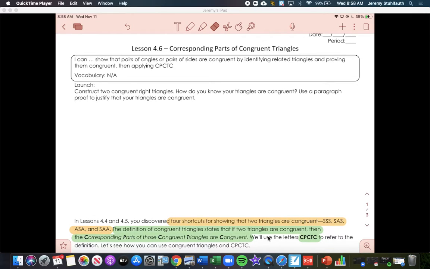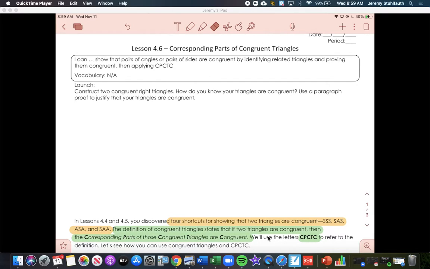Look at in this video is we're going to practice using the 4 shortcuts that we learned about yesterday to prove that two triangles are congruent. And we're going to use that to show that corresponding parts of congruent triangles are also congruent.